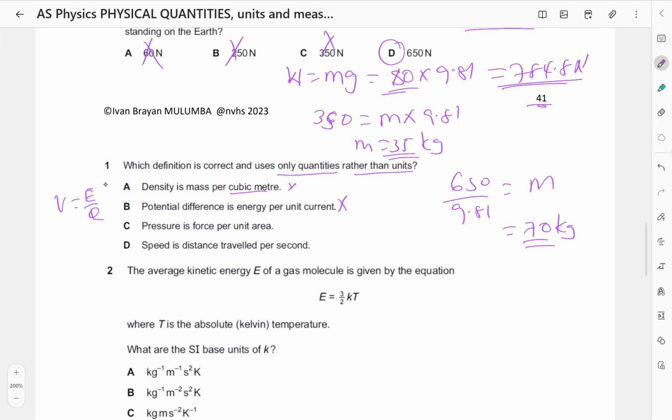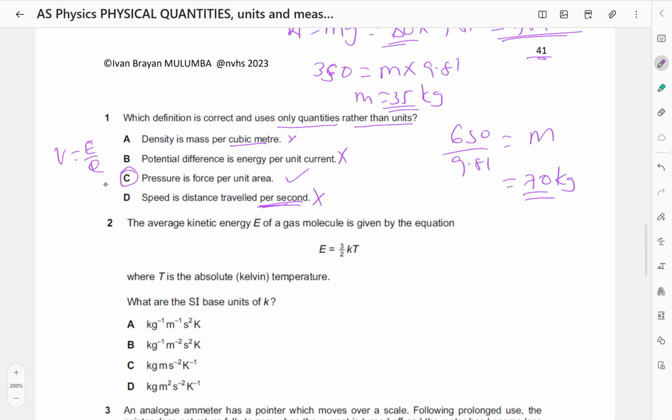Then pressure is force per unit area. I think this is correct. Pressure is force over area, so the answer is equal to C. That is the force acting normally per unit area. Speed is distance traveled per second. Per second is units, so this one is out.